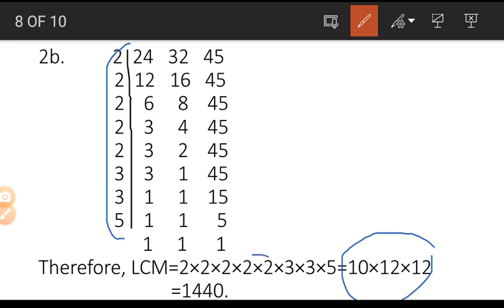Then the remaining 2 times the last 3 will give us another 12. You see? So we are going to have 12 times 12, 144. 144 times 10, 1440. Alright? So the LCM of 24, 32, and 45 is 1440.